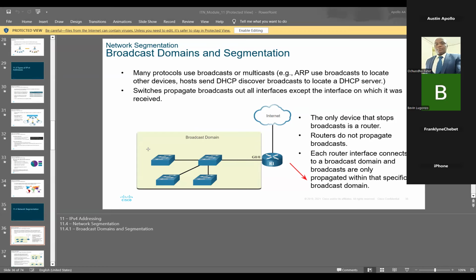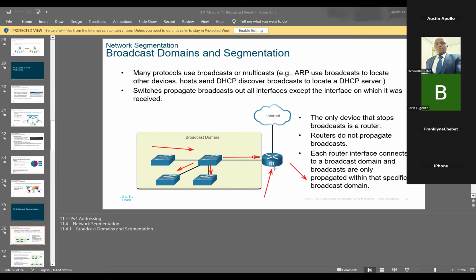But here's the thing. When it sends out that ARP request, this switch will flood it. Flooding means it will send it out all the outgoing ports except the incoming port. So when it goes here, it is a broadcast. But routers never ever forward broadcast packets. That is important to note: routers never ever forward broadcast packets.